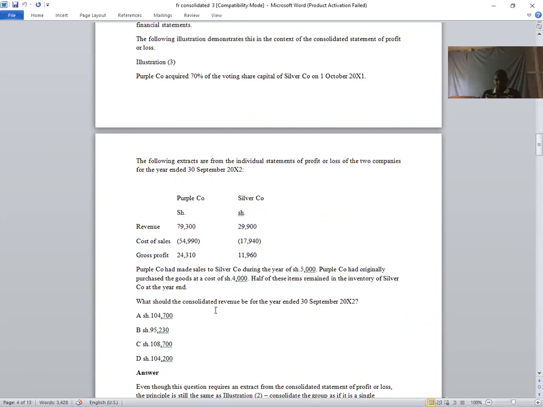What should the consolidated revenue be for the year ended 30th September 2012? That's a simple question. No reward really for that.